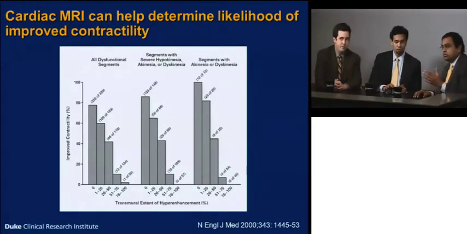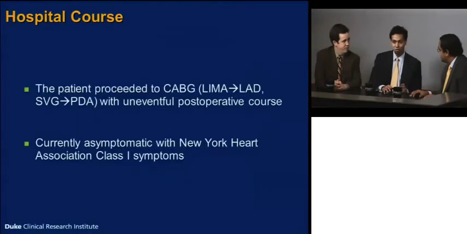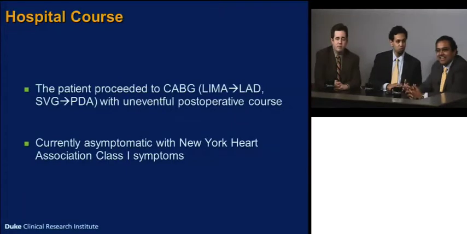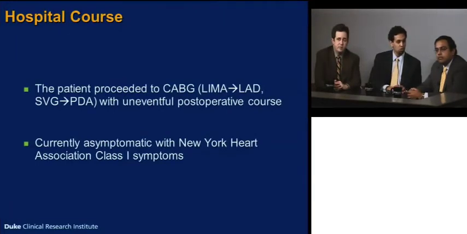Sure. So what happened after this viability test? Tell me what they did. I'm interested. Well, both of you alluded to this: there were many stops along this hospital course, but ultimately the destination was what you anticipated, which was that the patient went to surgery. He had 2-vessel CABG, with a LIMA to his LAD and a vein graft to his PDA. Luckily he did well postoperatively, and most importantly, this patient has done well in the long term so far. When he was last seen in clinic a couple months ago, he was asymptomatic, with New York Heart Association Class 1 symptoms.